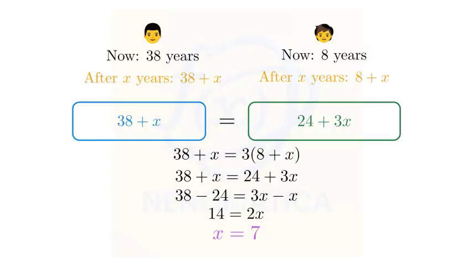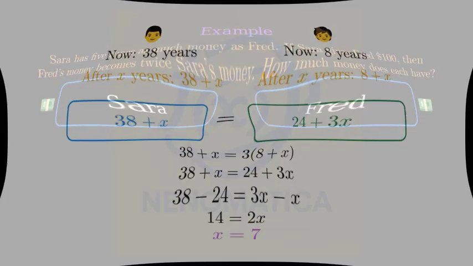Let's check the result. After 7 years, the father's age is 45, and the son's age is 15. And indeed, 45 equals 3 times 15.